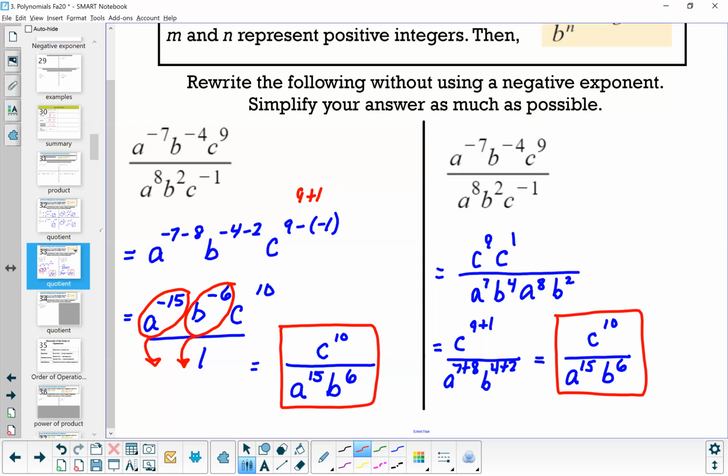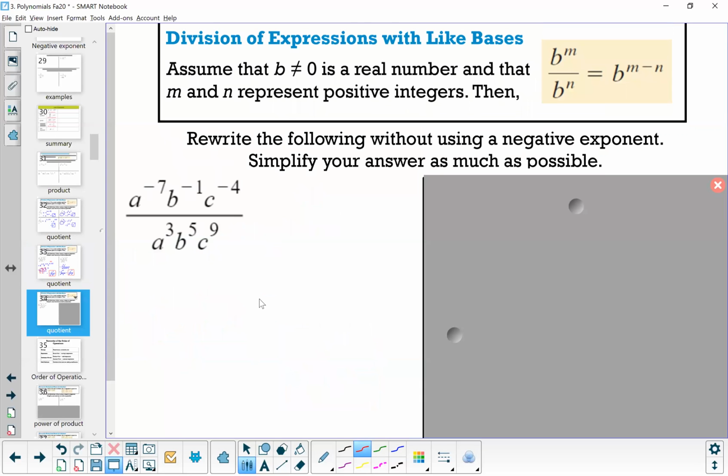So I want you to try the following question. A to the negative 7 times b to the negative 1 times c to the negative 4. All of this being divided by a cubed, b to the 5th, c to the 9th. Go ahead and pause the video. If you want, try it both ways. All right, so let's try this.